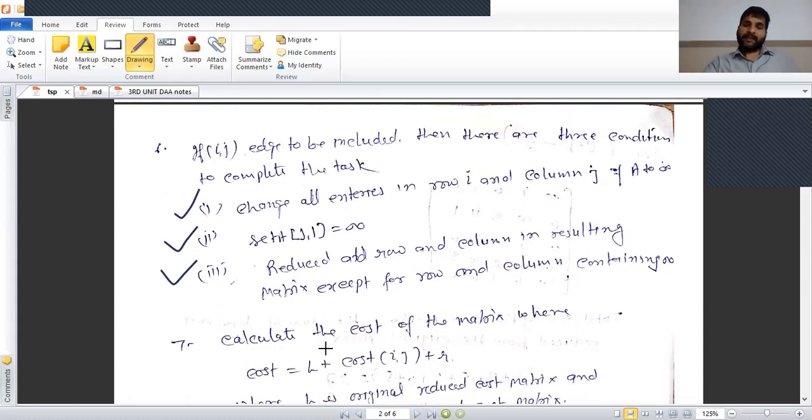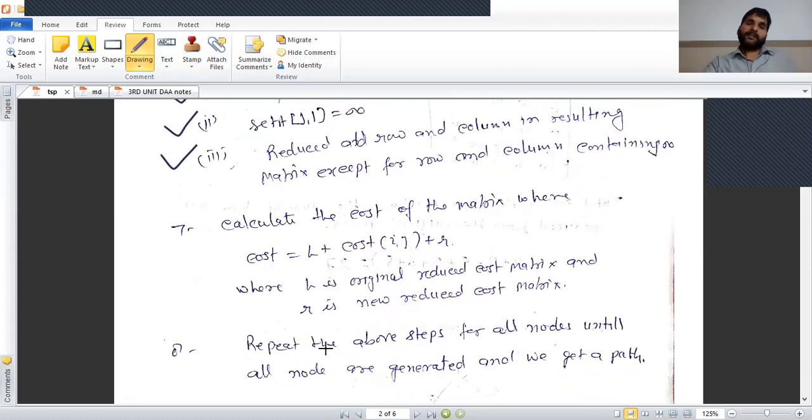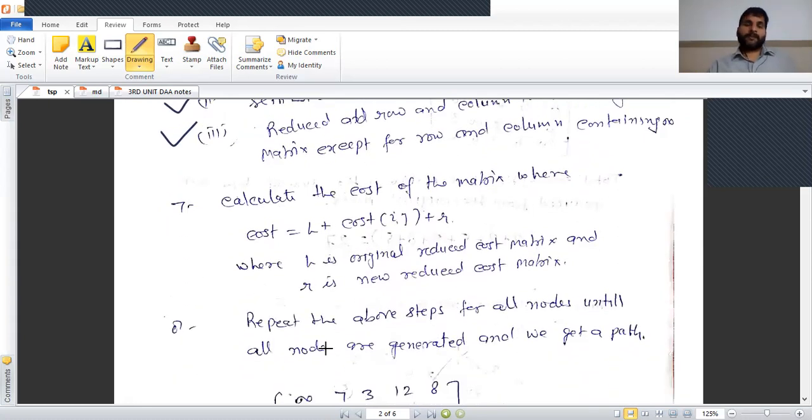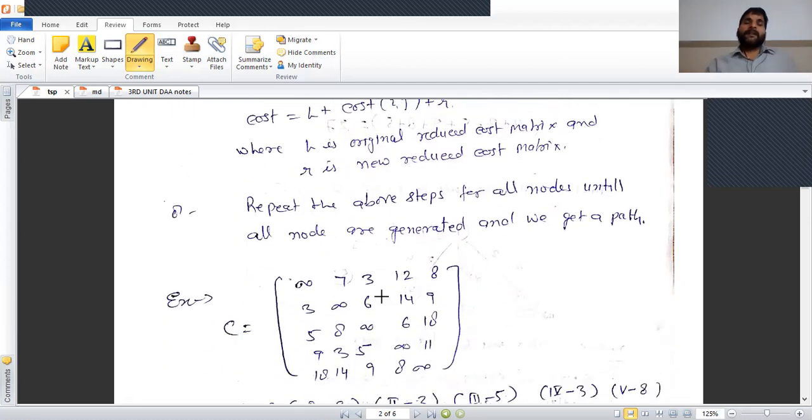Now the seventh step for solving the TSP using branch and bound is to calculate the cost of the matrix, where cost equals L plus cost(i, j) plus R, where L represents the original reduced cost matrix and R is the new reduced cost matrix. In the eighth step of the algorithm, repeat the above steps for all nodes until all nodes are generated and we get a path.